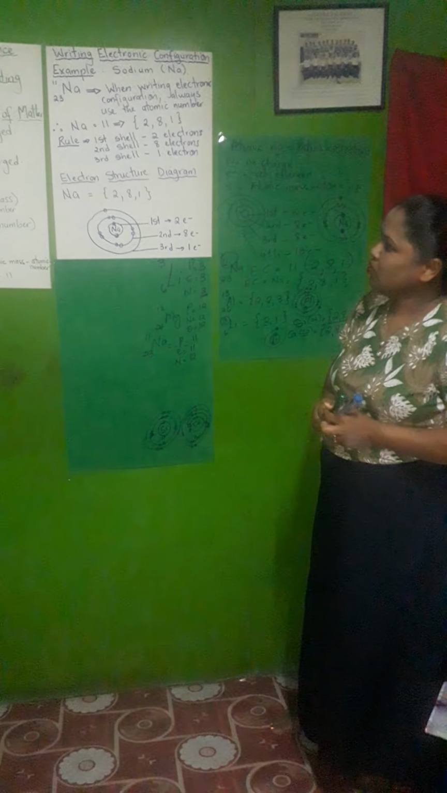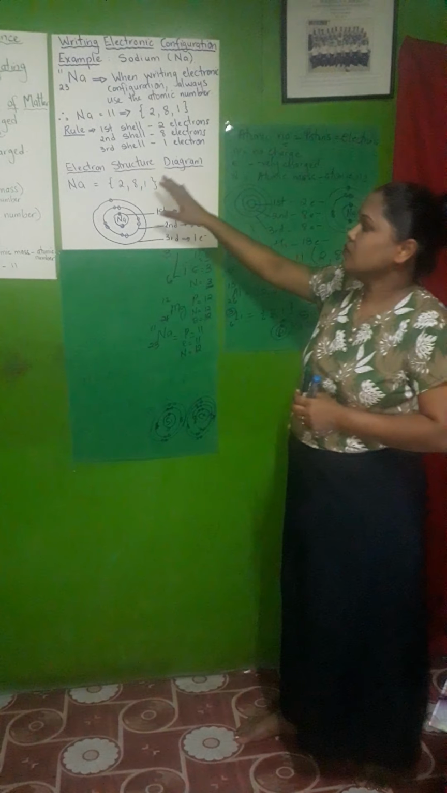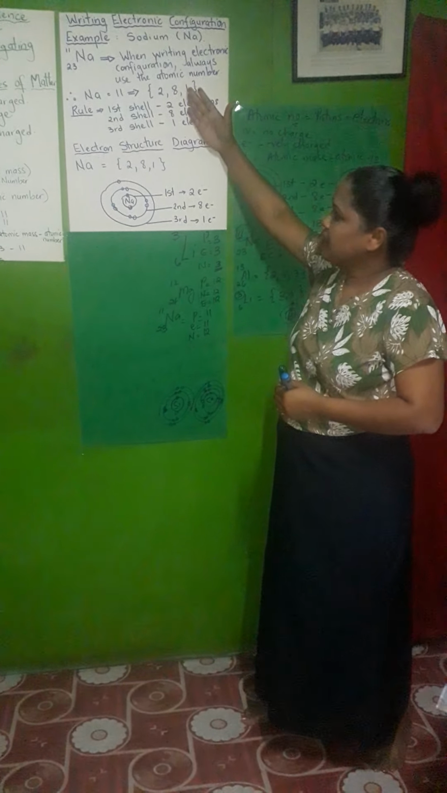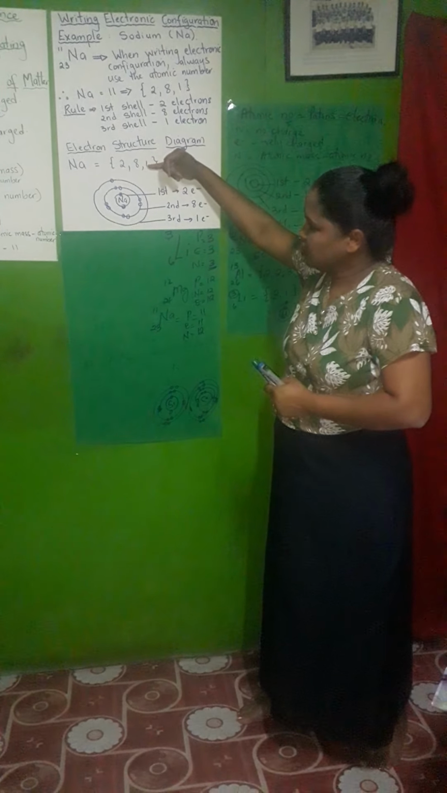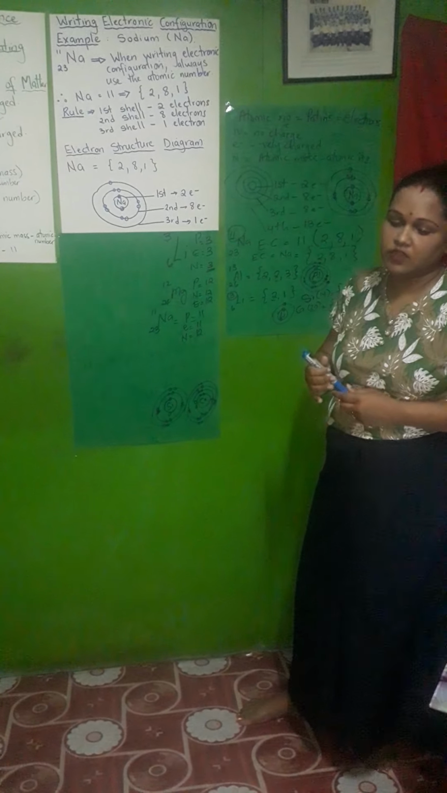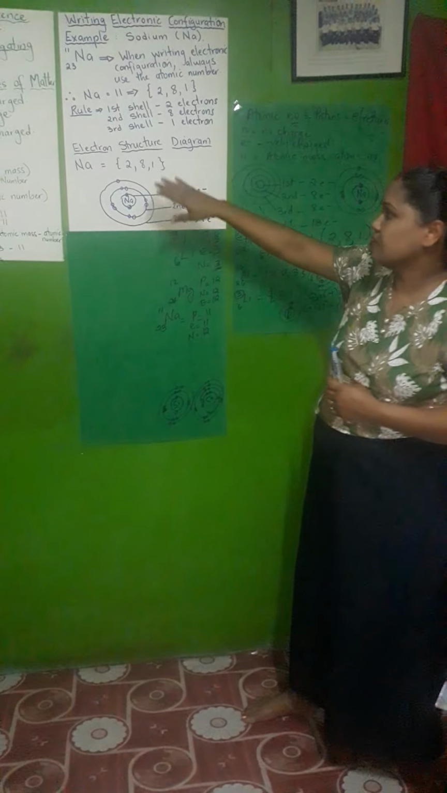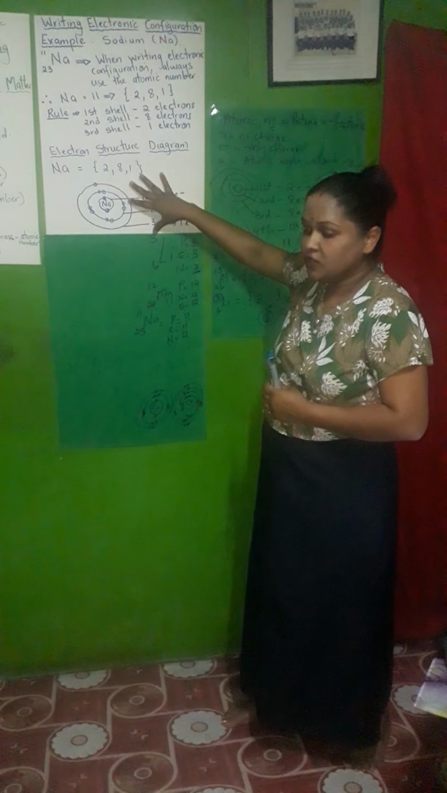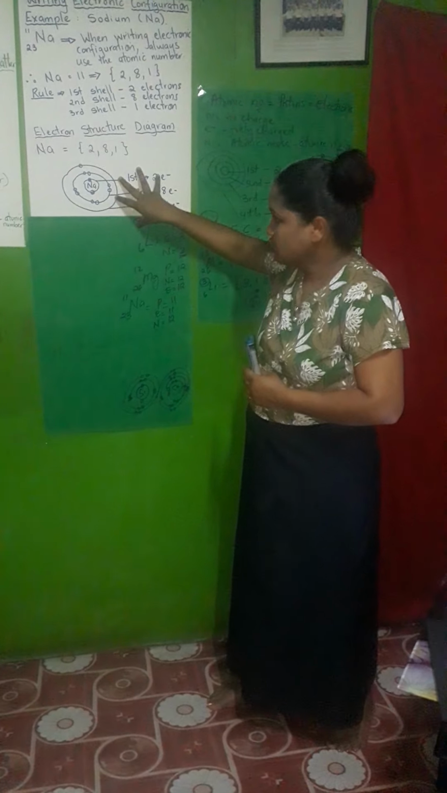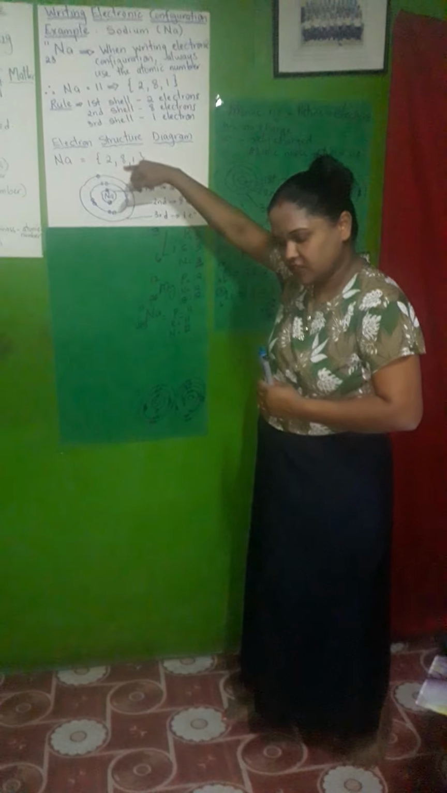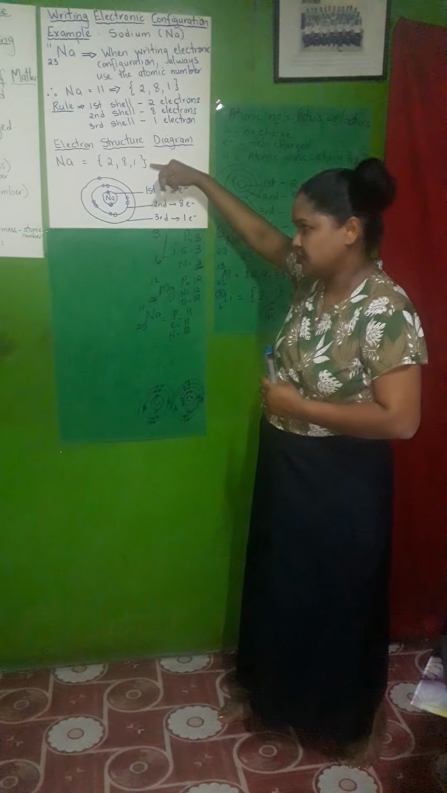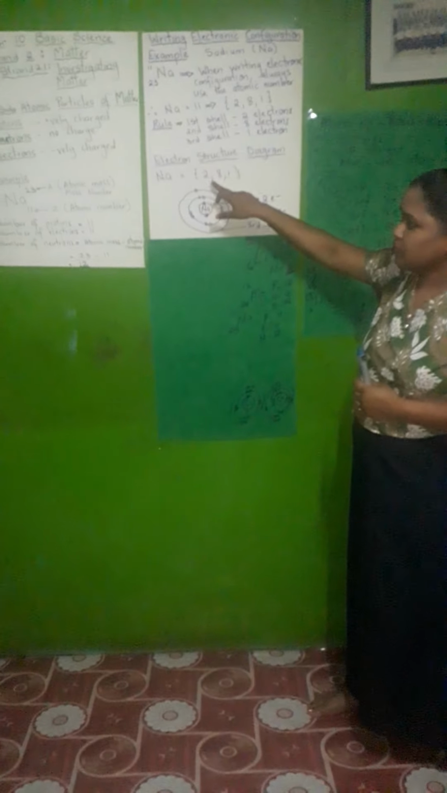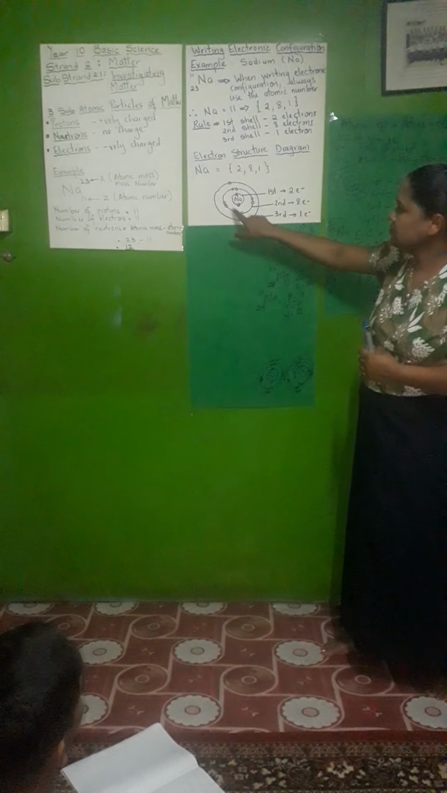And then we learned how to draw the electron structure diagram. So again we'll take the example of sodium. After you have written the electronic configuration, remember you cannot draw the electronic structure diagram without writing the electron configuration. Therefore, in order to draw your electron shells, you will have to first deduce or write your electronic configuration. Therefore, for sodium, the electron configuration is 2, 8, 1. Therefore, the first shell in the sodium will have 2 electrons, second shell will have 8 electrons, and the third one will have 1 electron. Any question?